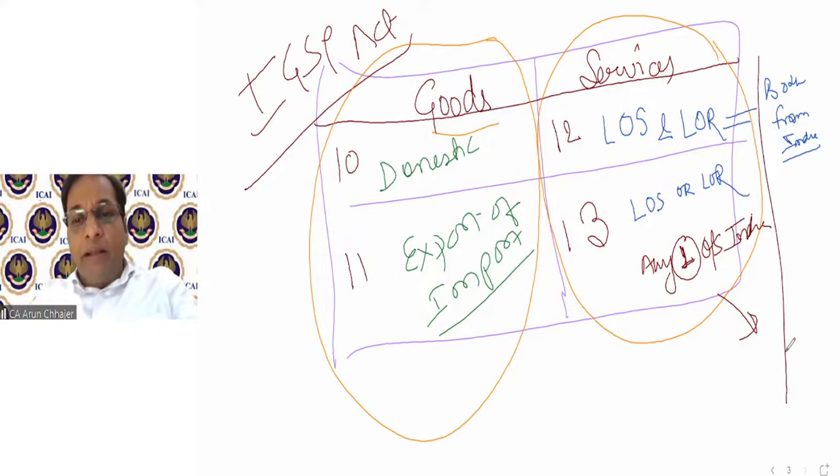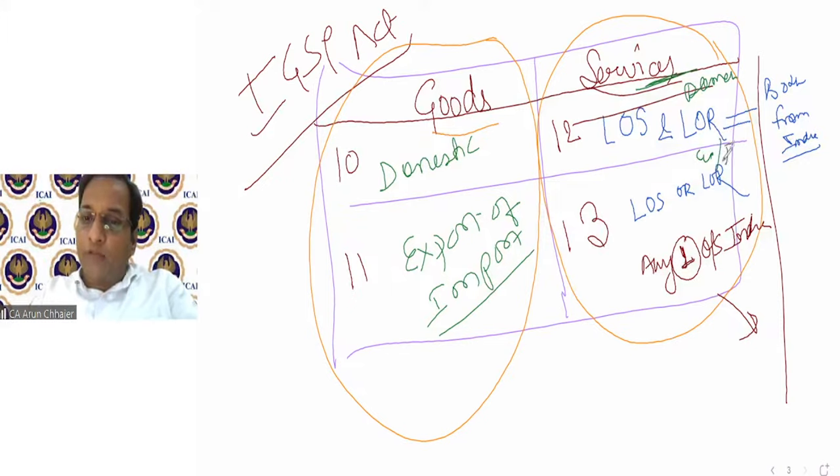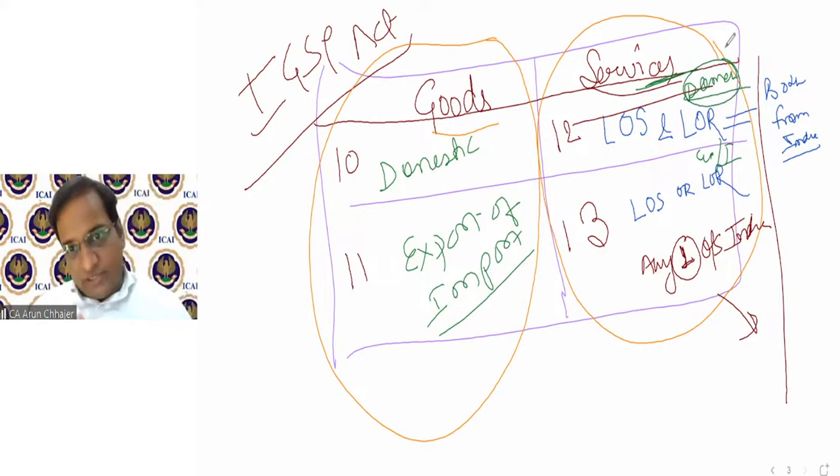We will use multiple examples and discussions, but on this one point of differentiation, I am not saying that in case of a domestic service you will apply section 13, and in case of export or import of service you will apply 13 or 12. I am not saying that in case of domestic service you will use 12, and in case of export or import of service you will use 13. No, I am not saying that.